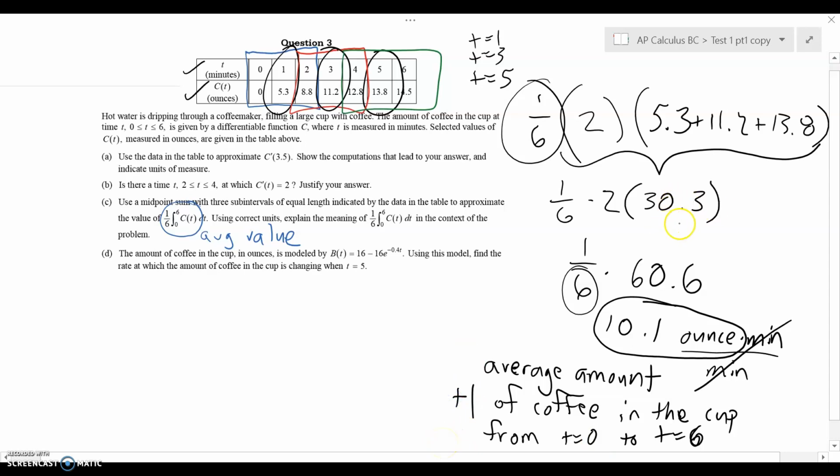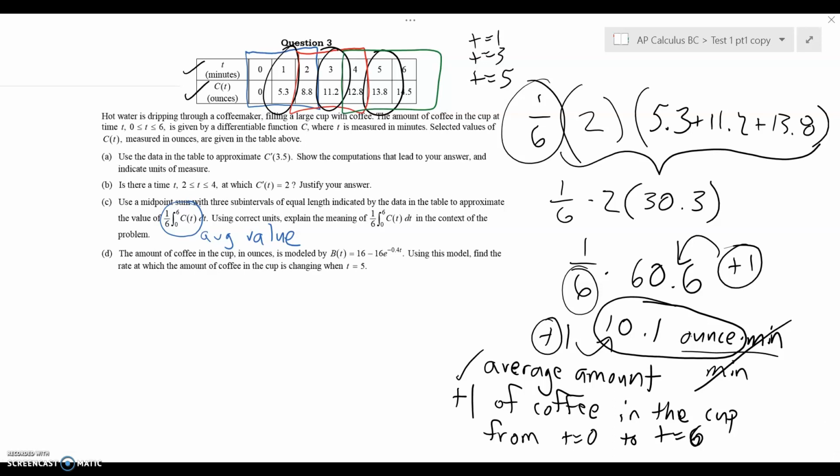You get a point if you correctly knock out the 60.6 number, and then you get another point if you have the 10.1. In other words, you multiply by a 1/6. So 1, 2, 3 points. This third point gets tagged with the units as well, so you need the ounces on there. So 10.1 ounces is the average amount of coffee in the cup from t equals 0 to t equals 6. So that takes out part C.